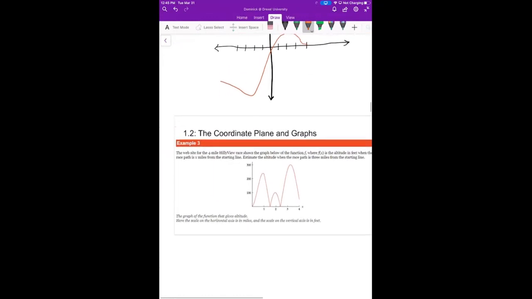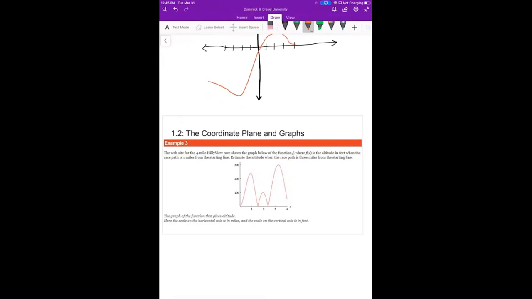Okay, anyway, so here we're given a graph that estimates, for the 4-mile Hilly View race, the graph below where f of x is the altitude in feet when the race path is x miles from the starting line. So you're seeing that this altitude is changing in this race here. So we want to estimate the altitude when the race path is 3 miles from the starting line.